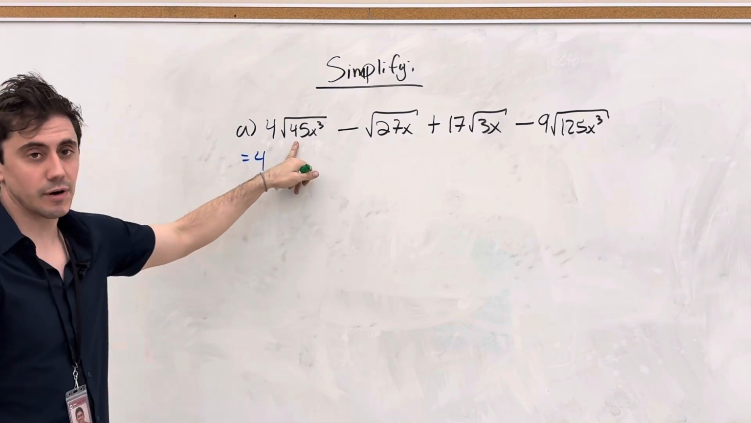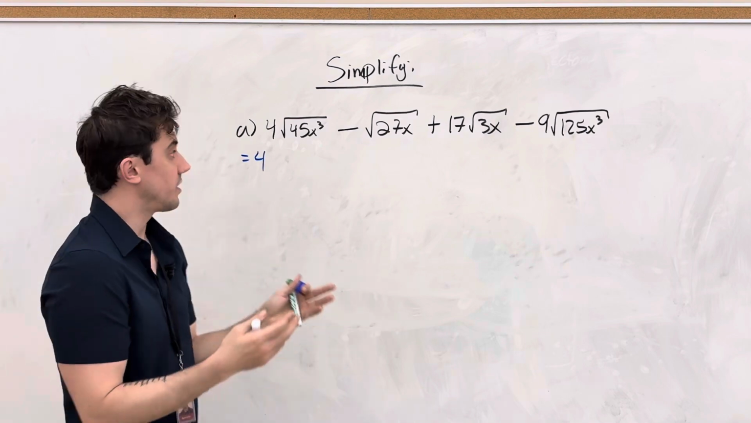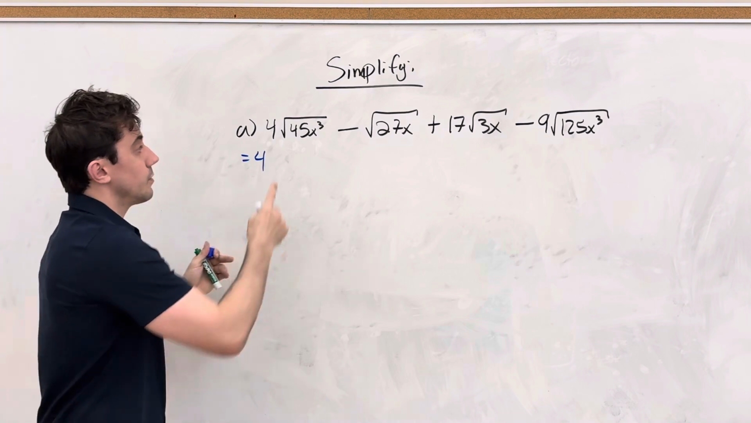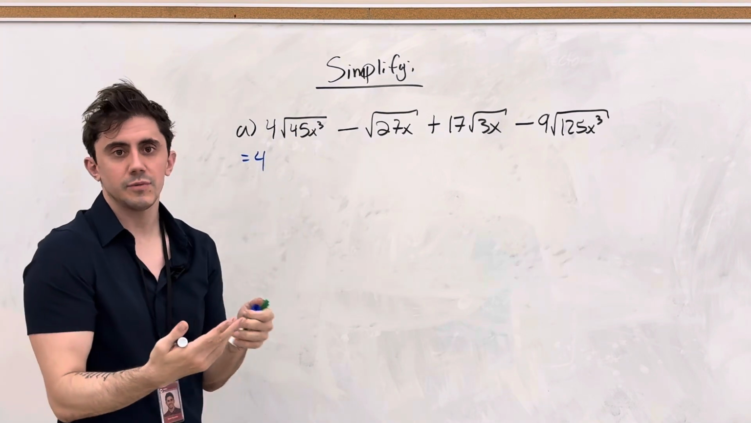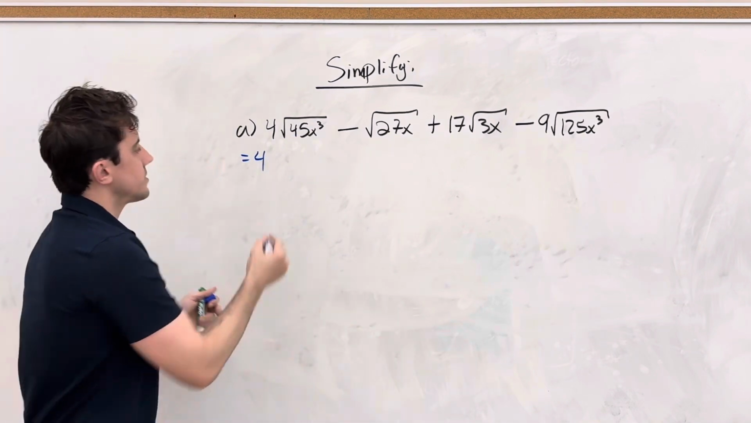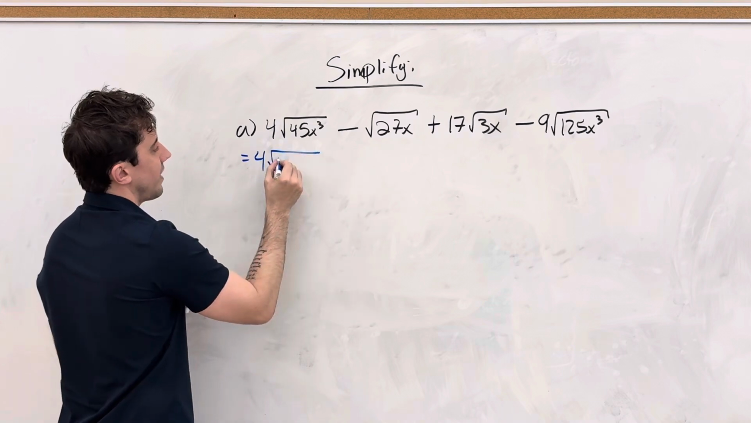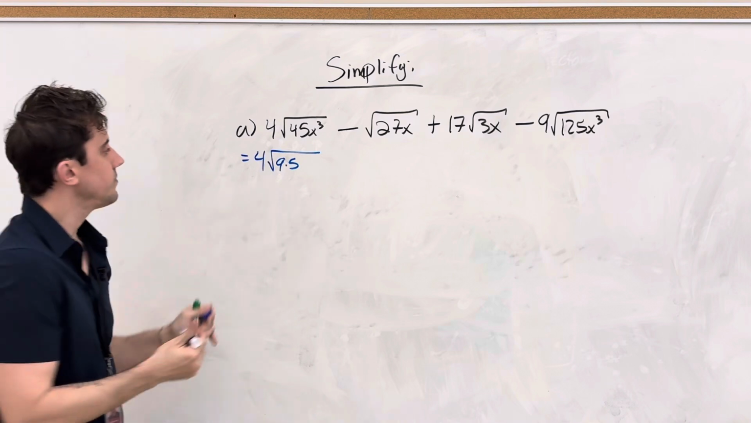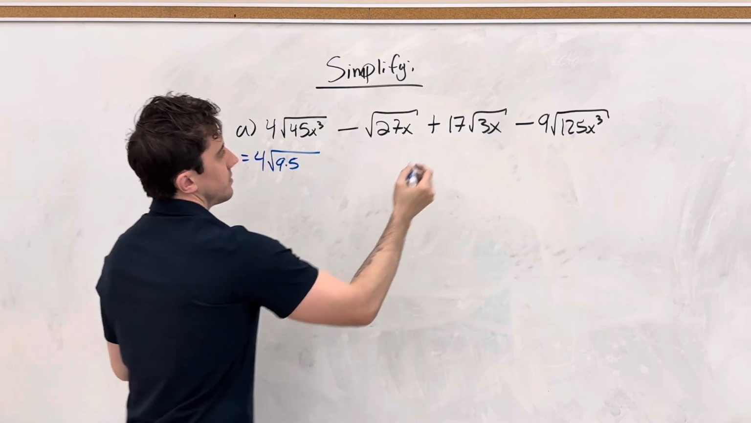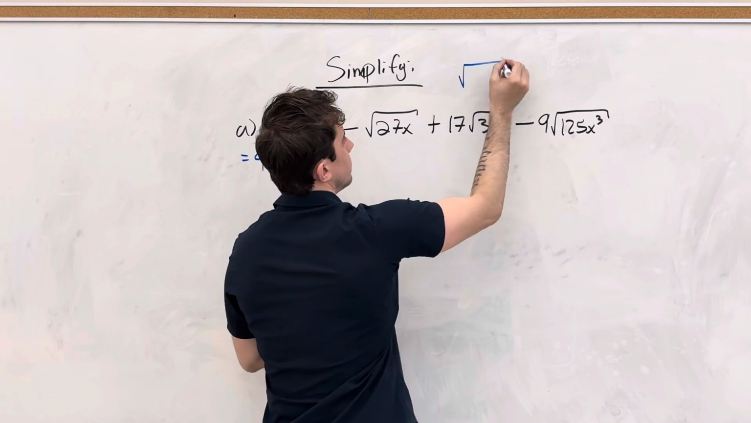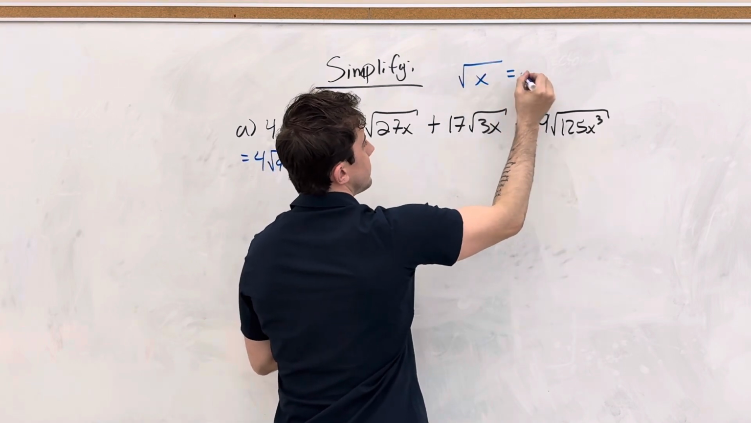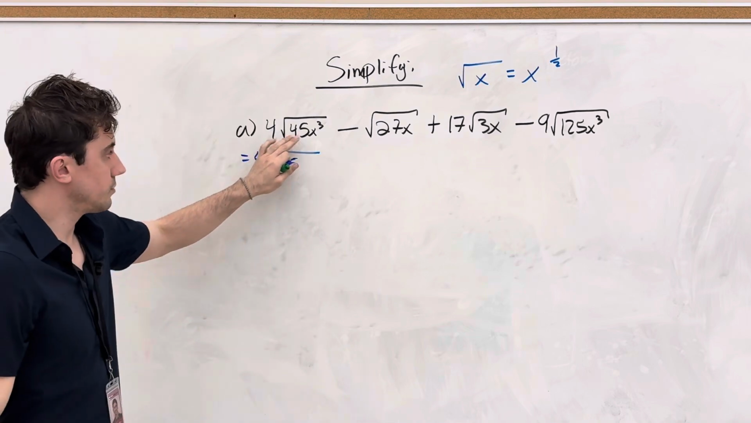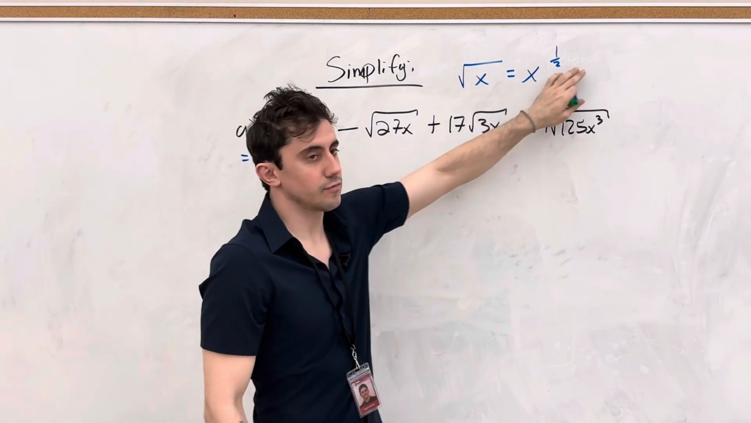And so to simplify the square root of 45, we're looking for a factor of 45 that is itself a perfect square, knowing that when we take the square root of a perfect square, we get a nice integer out of it. And so what I'm going to do is rewrite 45 as 9 times 5, knowing that 9 is a perfect square, okay? And then you know that the square root of x is the same thing as x to the power of 1/2.